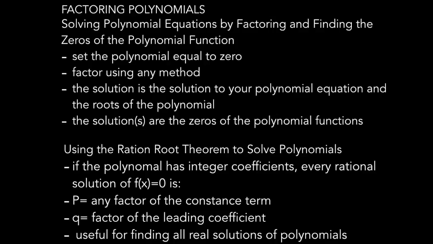You first want to check if the polynomial has integer coefficients. An integer coefficient polynomial includes every rational solution of f of x equals 0. Afterwards, you want to know that p equals any factor of the constant term, and q equals any factor of the leading coefficient. This is useful for finding all real solutions of polynomials.